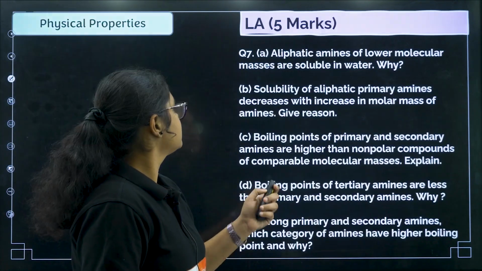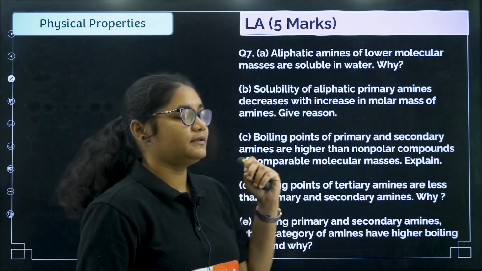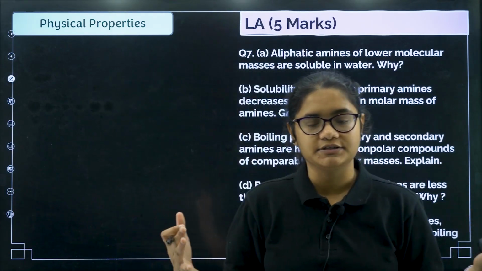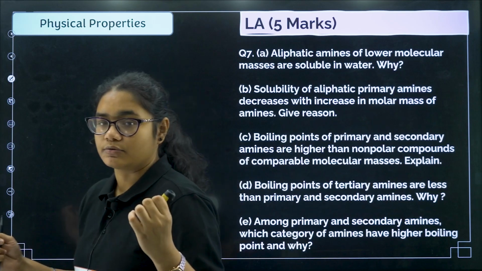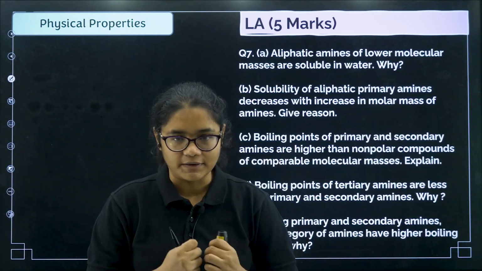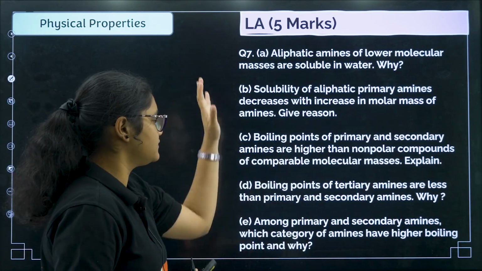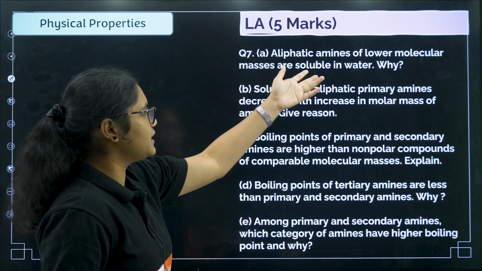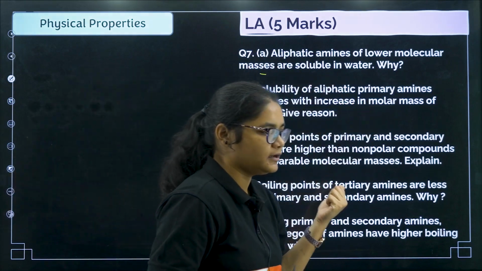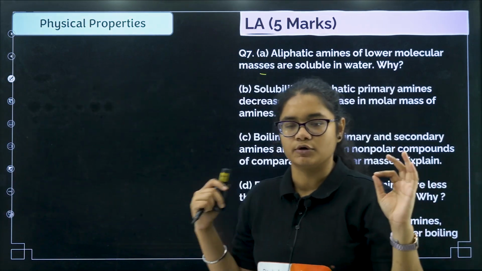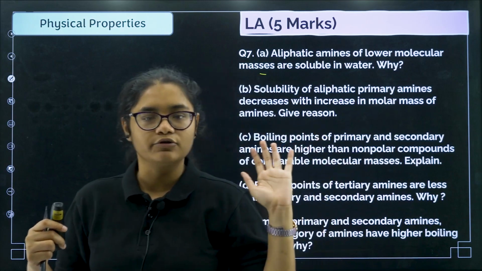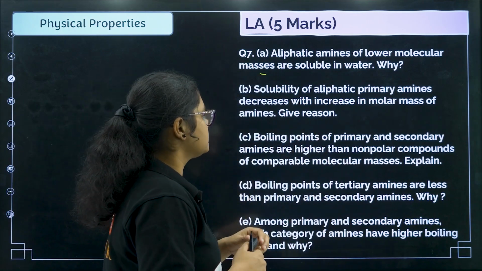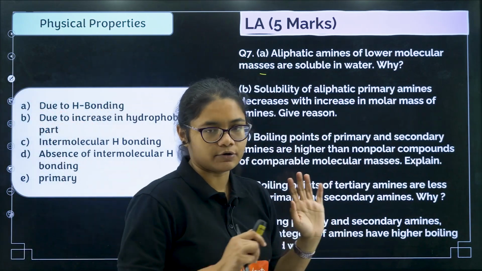Next we'll go to question number 7, where we are now done with the methods of preparation. Now we are going to study the basic physical properties, questions from physical properties. Very simple questions these are. Aliphatic amines of lower masses are soluble in water. Whenever a question comes about solubility, it is always due to hydrogen bonding, right? So you can say due to hydrogen bonding.